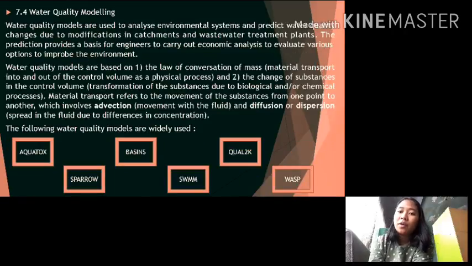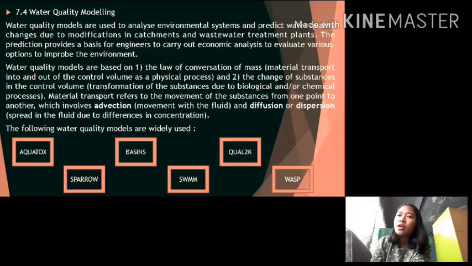Next, 7.4 Water Quality Modeling. Water quality models are used to analyze environmental systems and predict water quality changes due to modifications in catchments and wastewater treatment plants. The prediction provides a basis for engineers to carry out economic analysis to evaluate various options to improve the environment. Water quality models are based on 1.